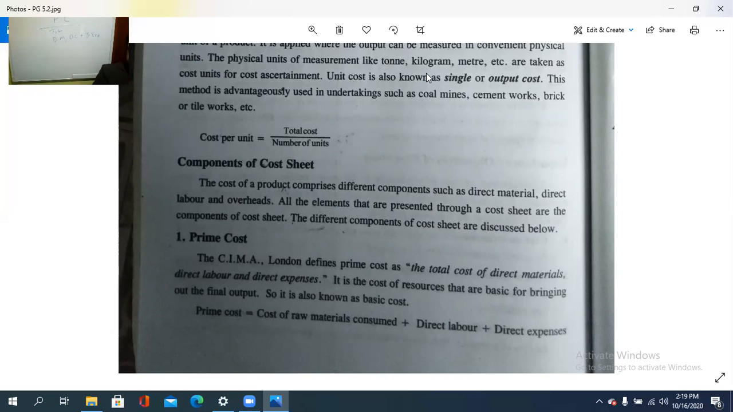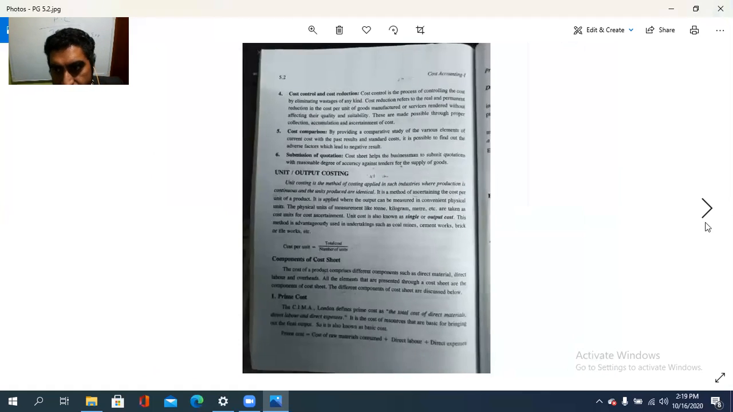Okay, so that is the prime cost. Therefore, PC is equal to cost of raw materials consumed plus direct labor plus direct expenses. So DM plus DL plus DE, that is the prime cost calculation. Clear? So this is the prime cost, one component.